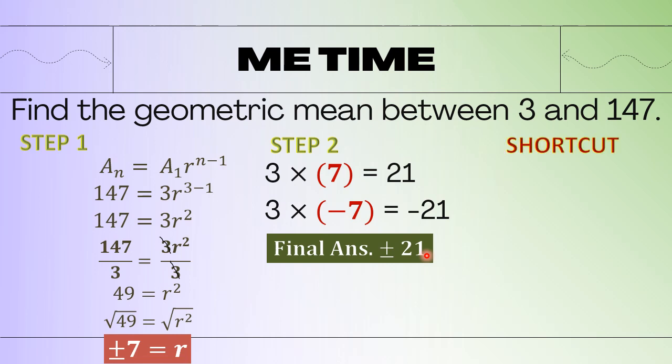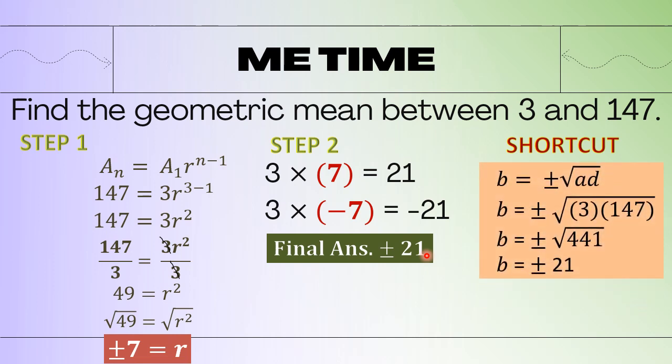Okay, so if you are going to use the shortcut that we discovered a while ago, b is equal to positive or negative square root of ad, substituting the a and the d, which is 3 and 147, you multiply both, and then get the square root of 441, we arrive with positive and negative 21.